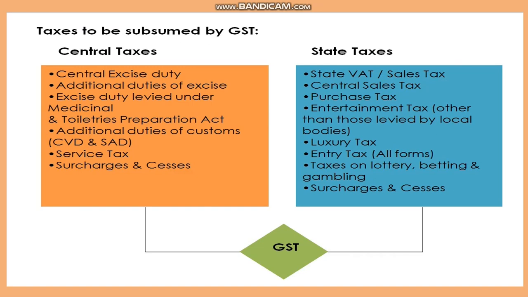This slide clearly explains what the central taxes are: central excise duty, additional duties of excise, excise duties levied under the Medicinal and Toilet Preparations Act, additional duty of customs, service tax, surcharges, cess. These existing taxes were abolished and all come under the scope of GST. These taxes are levied by the central government, hence they are called central taxes. These listed taxes, for example, state VAT. VAT means value added tax.